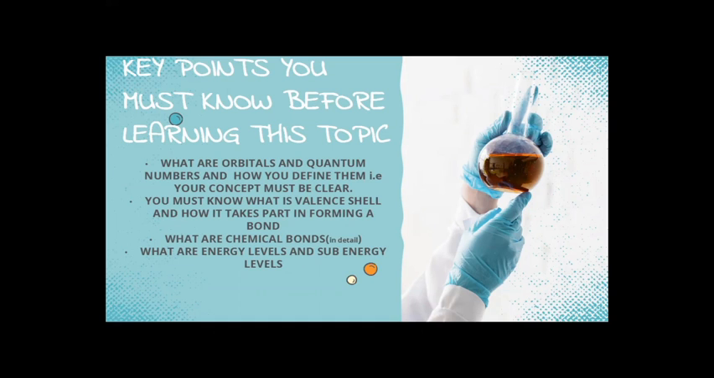Firstly, you must know what orbitals and quantum numbers are and how you define them. That is, your concept must be clear on these topics. Secondly, you must know what the valence shell is and how it takes part in forming a bond. Next, you should know what chemical bonds are in detail. That is, you must know what a sigma bond and a pi bond are, because there is a slight difference between them. The third and last thing you need to know is what energy levels and sub-energy levels are.